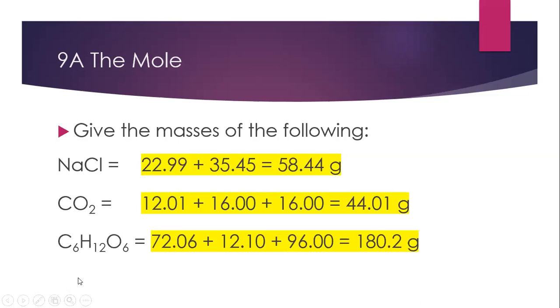And what about C6H12O6? Big numbers. Carbon times 6, which is 72.06. Hydrogen, 1.008 times 12, which is the 12.10. And then oxygen, 16 grams times 6 is 96. So all of these come from the periodic table. We multiply them by 6, 12, and 6, and then we get a whole total of 180.2 grams.